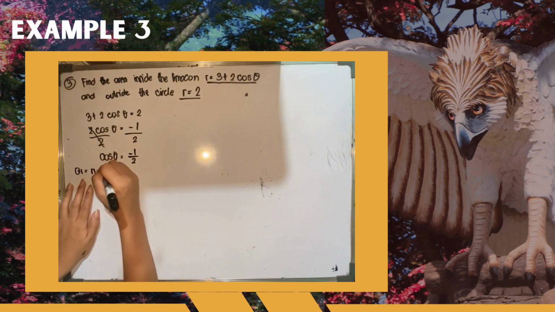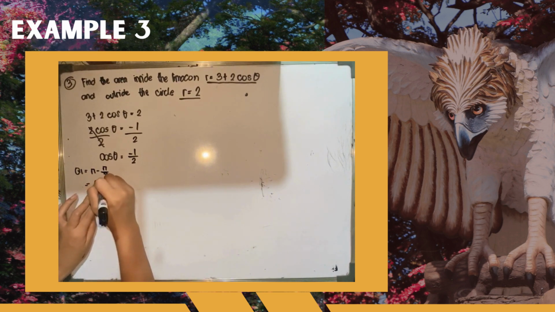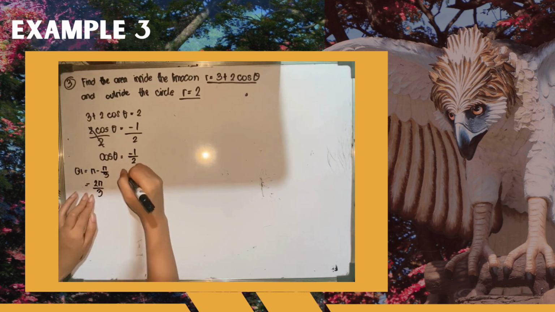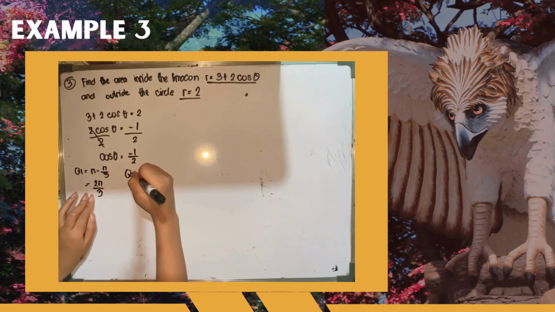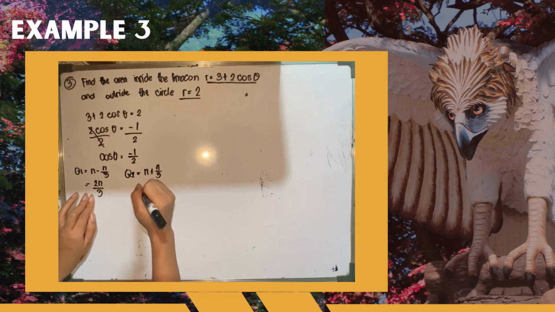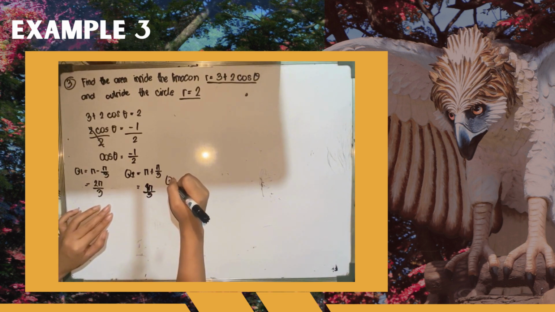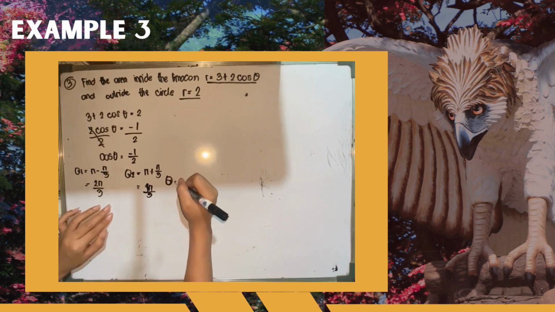We will get 2 pi over 3. For our second, pi plus pi over 3, we will get 4 pi over 3. For step 2, set up the integral. Theta is equal to 2 pi over 3 and 4 pi over 3.